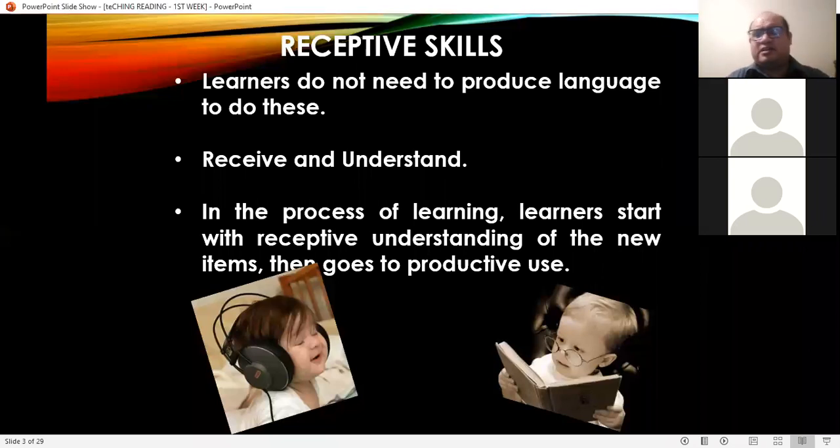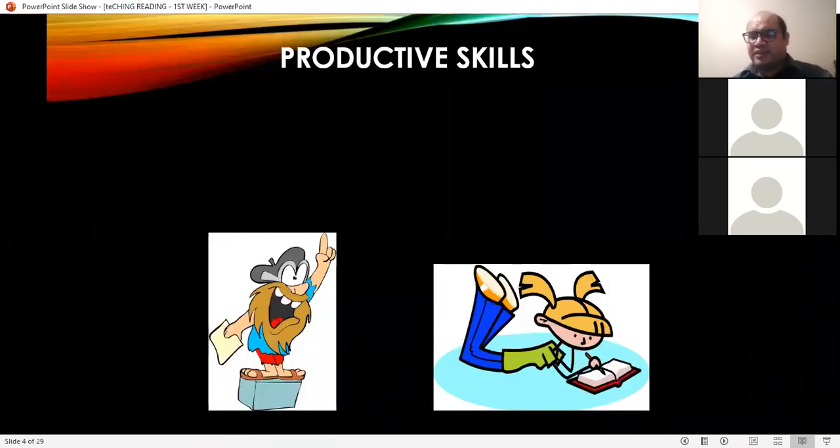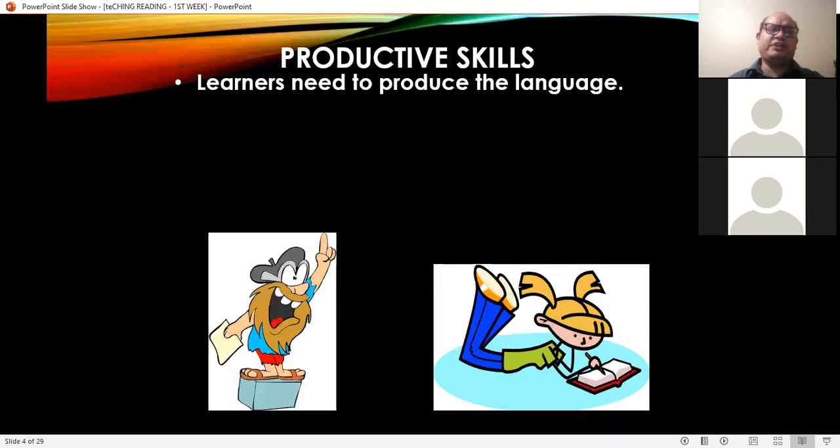Okay, now, let's pass to the other one, the productive skills. What happens with the productive skills? Here, learners need to produce the language.